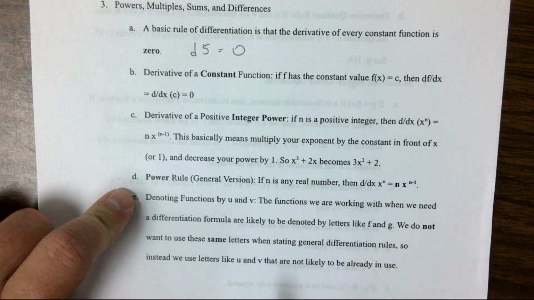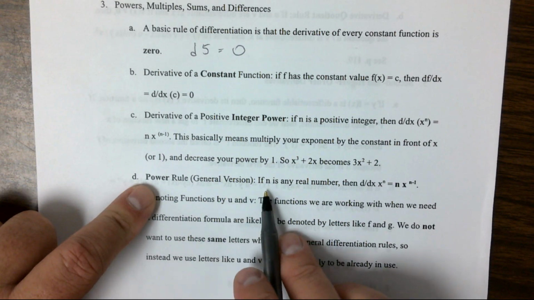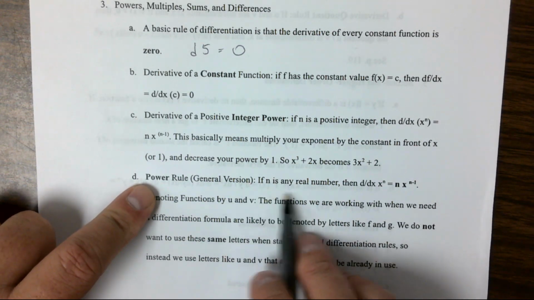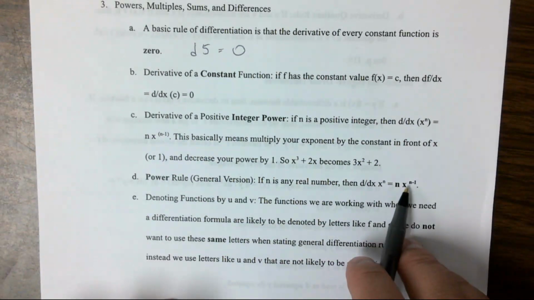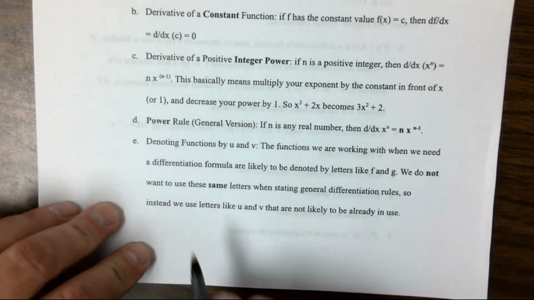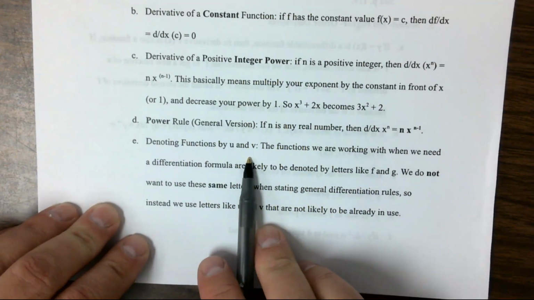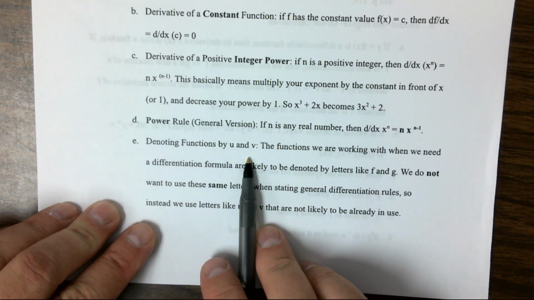Now you have your power rule general version, which is related to that. It says if n is any real number, then the derivative of x to the n is n times x to the n minus 1. Now we are going to have to do some u and v notation, which is harder, which is why it's split up into 3.3, being separate from 3.2.